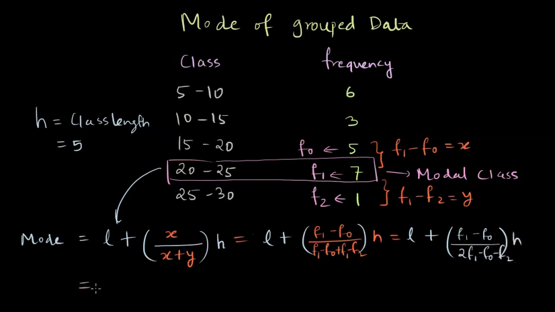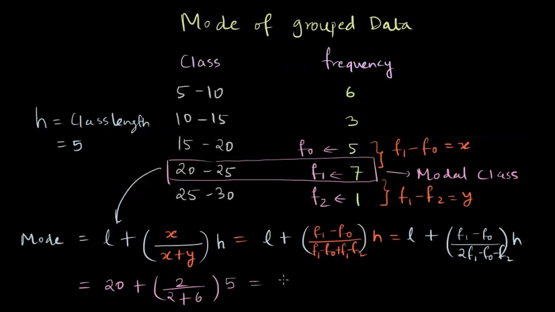So now let's compute the mode for this particular example. The L in this case is 20, plus the value of x here, which is f1 minus f0, is 7 minus 5, which is 2, divided by 2 again for x in the denominator, plus y. y is f1 minus f2, which is 7 minus 1, which is 6, times the length of the class, which is 5.